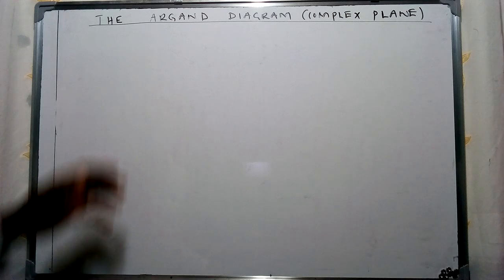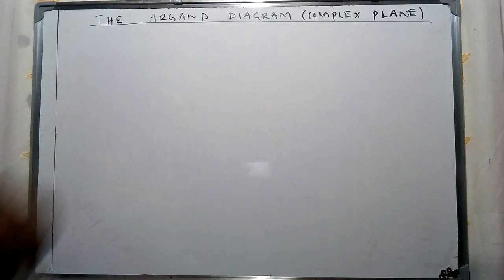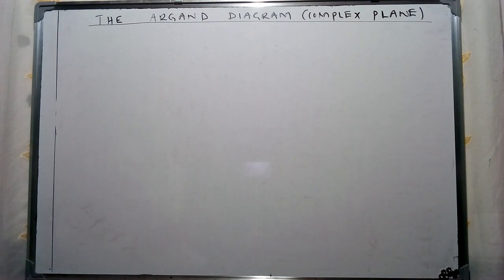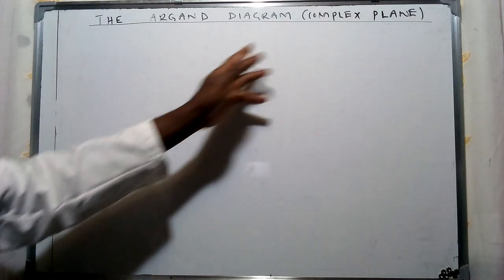Now I'm going to look at the concept of the Argand diagram, what we refer to as a complex plane. Of course, this is going to be a culmination of the previous discussion we have had on various ways of representing complex numbers.